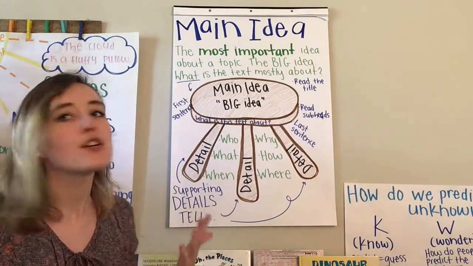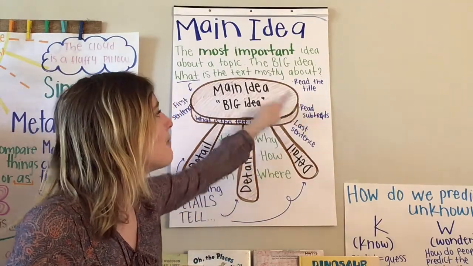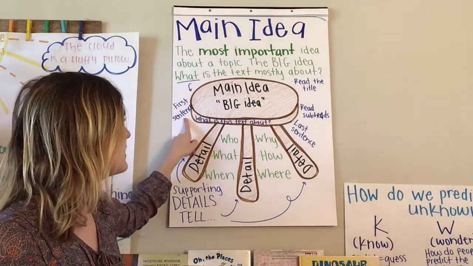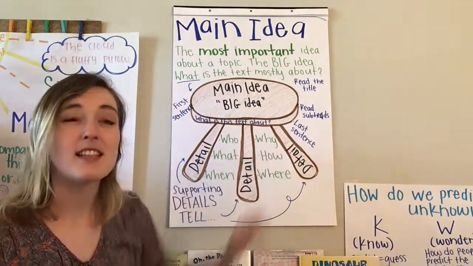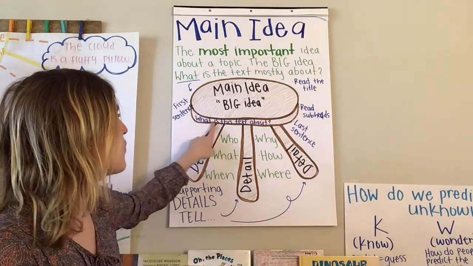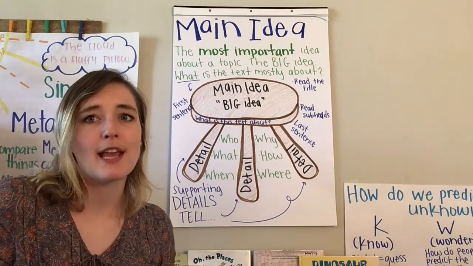So some ways that you can find the main idea is by reading the title, by reading the subheadings, by reading the first sentence and reading the last sentence of a text or a paragraph. And you can also ask, what is the text about? What is the text mostly about?